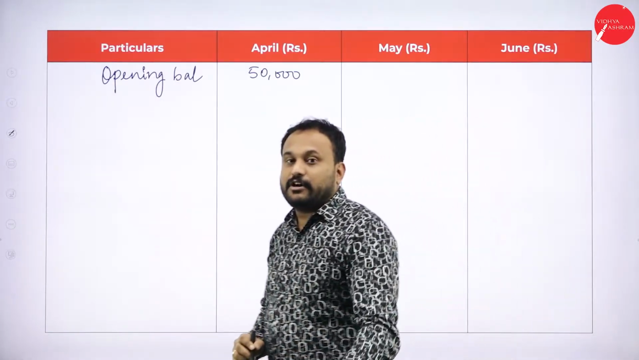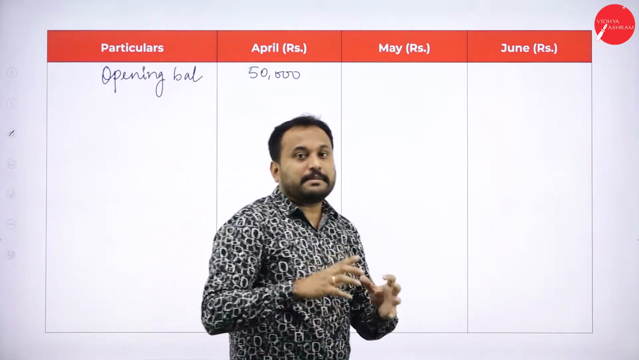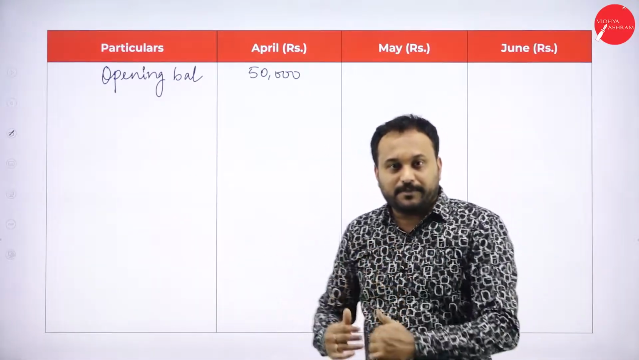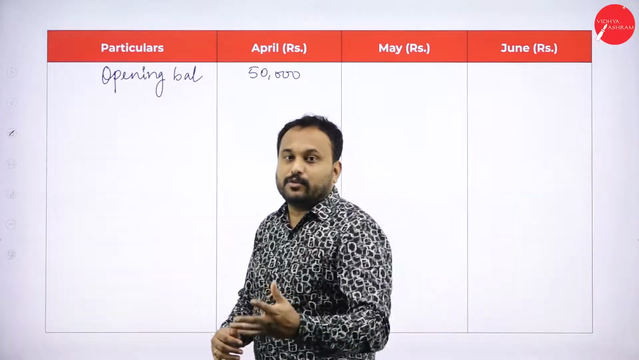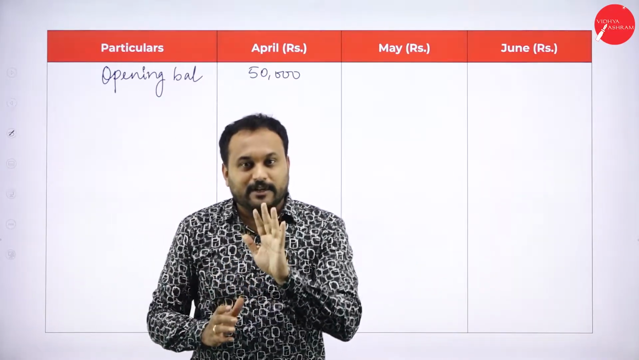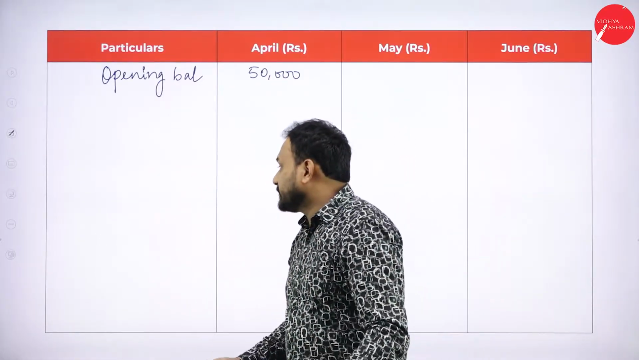Next thing in the format, after opening balance, is that I need to see what my receipts and what my payments are. So receipt means what? Inflow. And payment means what? Outflow. What is my inflow and what is my outflow? If I know that, that would be the end of the cash budget, right? So we'll go with this.